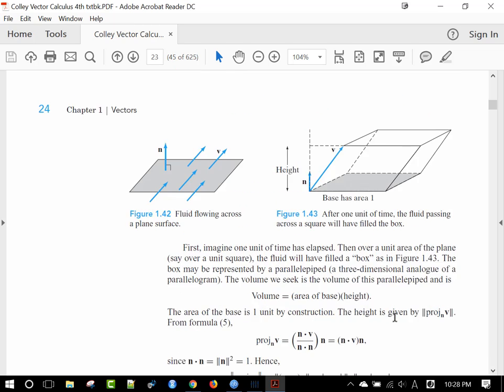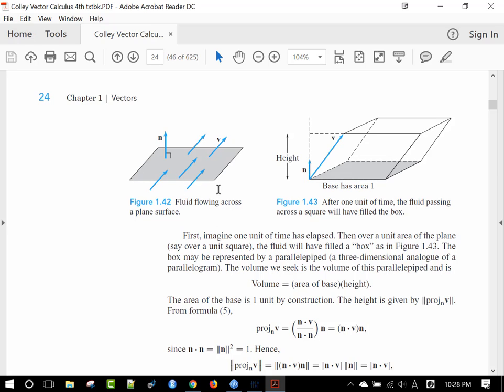So we're going to say unit area might be 1 by 1 and a unit time might be 1 second, or it depends on the units. But okay, so first imagine 1 unit of time has elapsed. So here's the picture. Then over a unit area, this is the area of the plane, the fluid will have filled a box. Here, we'll fill this box. The box may be represented by a parallelepiped, this shape here. The volume we seek is the volume of this parallelepiped.